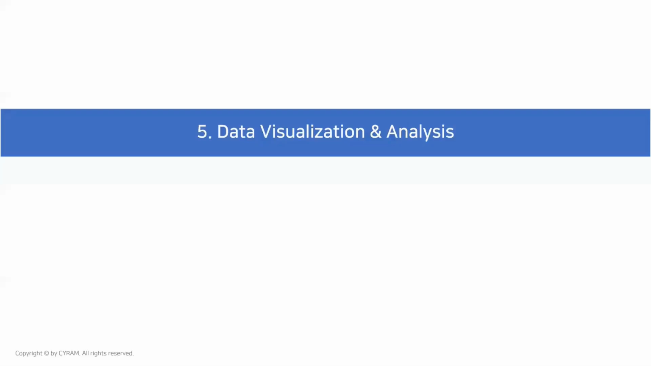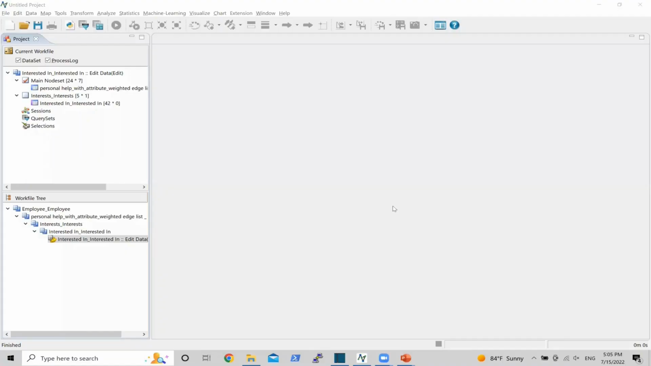For this session, we will practice how to visualize network data and save the outputs after conducting analysis. Open NetMiner. Last session, we imported data onto NetMiner and edited the data. We will continue from where we ended last.